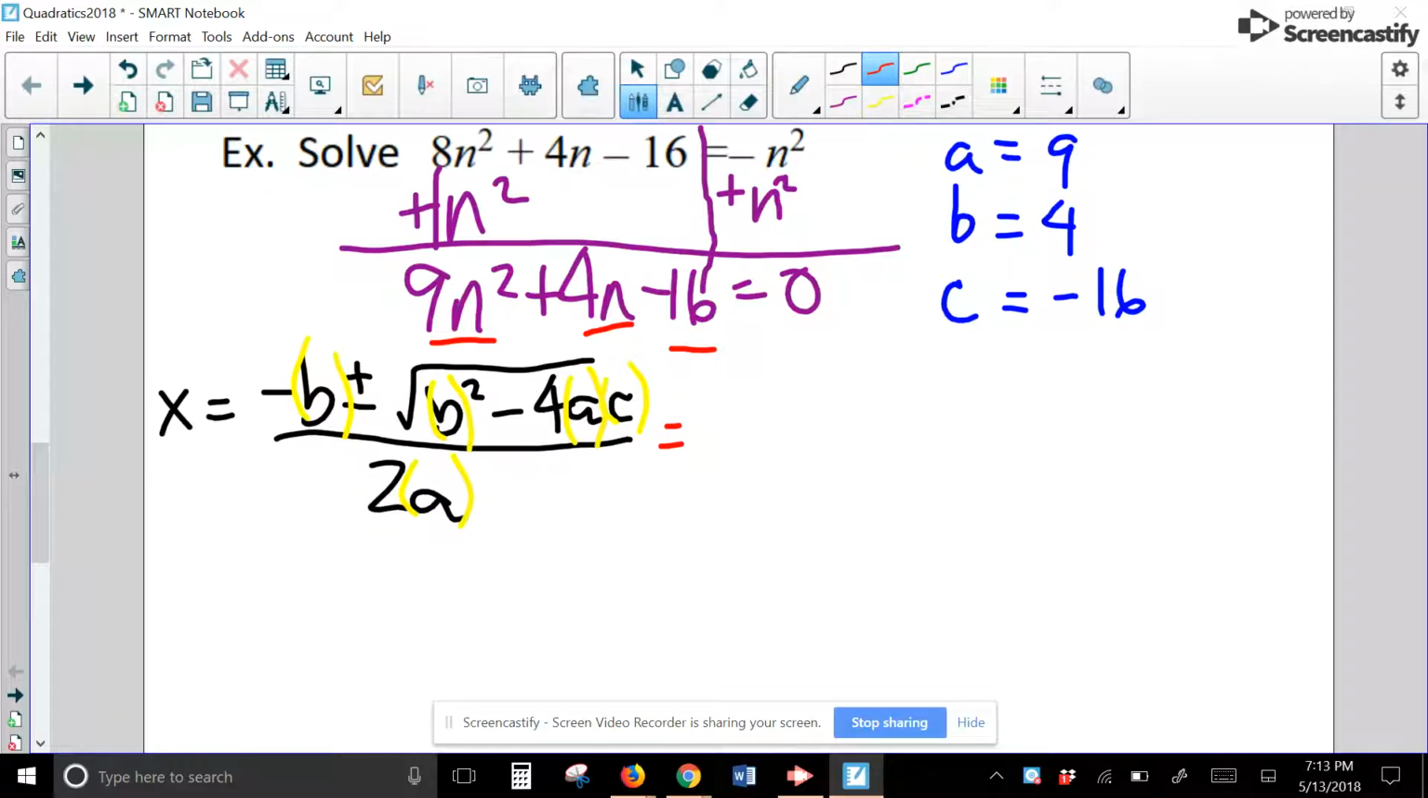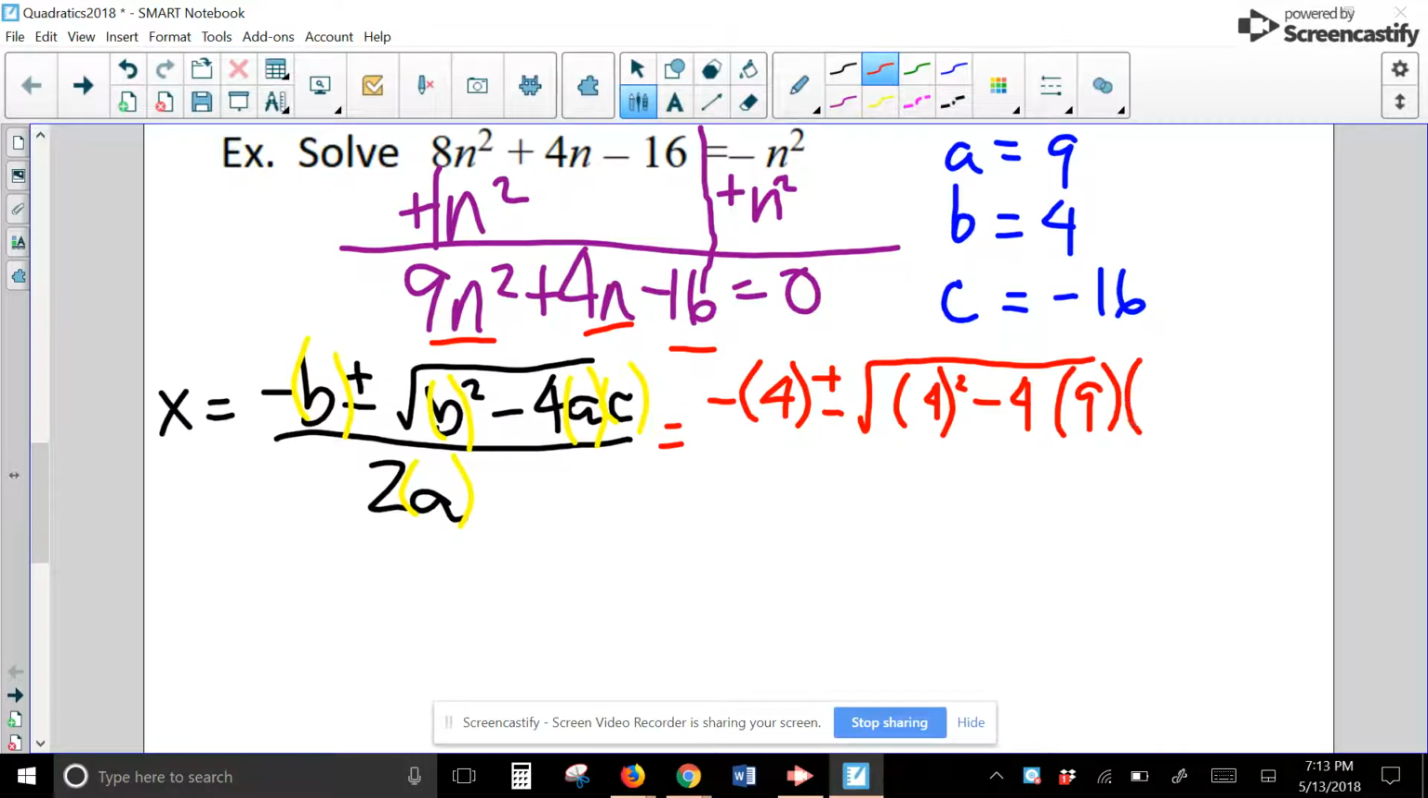So subbing in our numbers, we have a negative, in parentheses, 4 plus or minus square root. We need b squared, so that's 4 to the second power, minus 4 is part of the formula, times a is 9, times c is negative 16, all divided by 2 times a, which is 9.